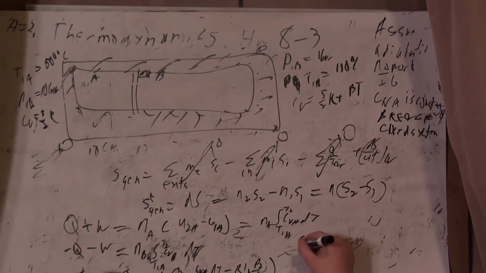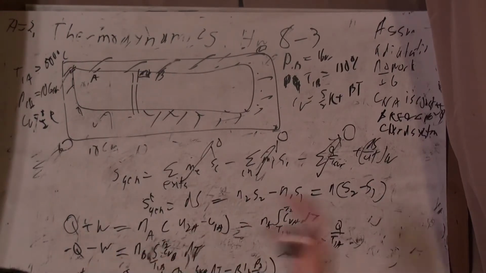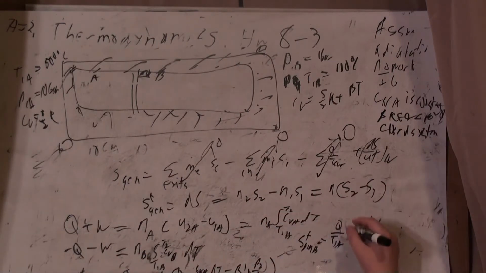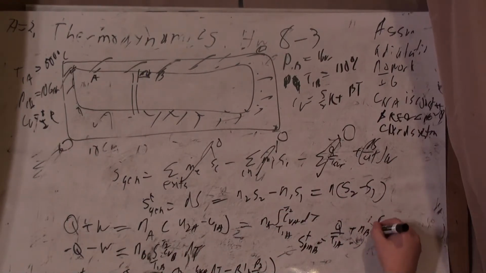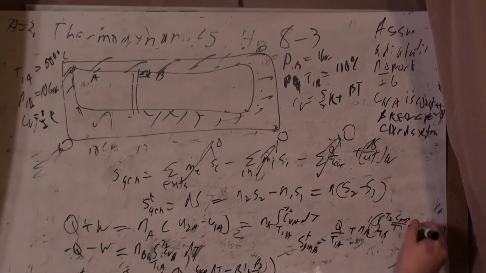is going to be S gen of B is going to equal Q over T of 1A, because the minus times the minus, okay, plus NB times the integral from T1B to T2 of CVB over T dt minus R natural log of P2 over P1B. Okay.